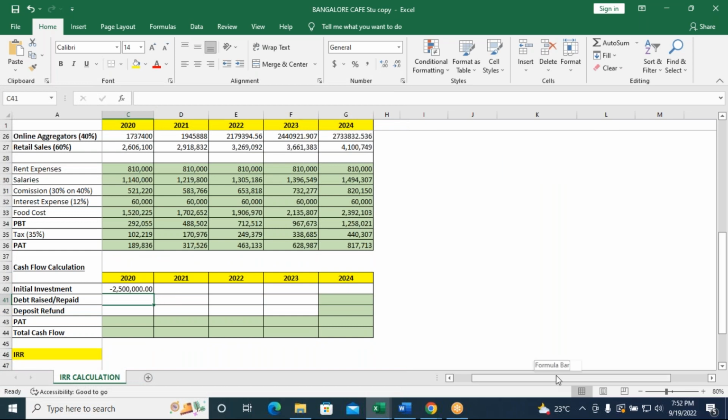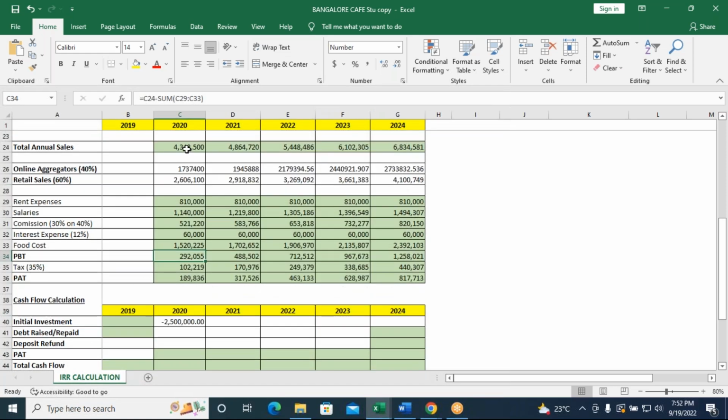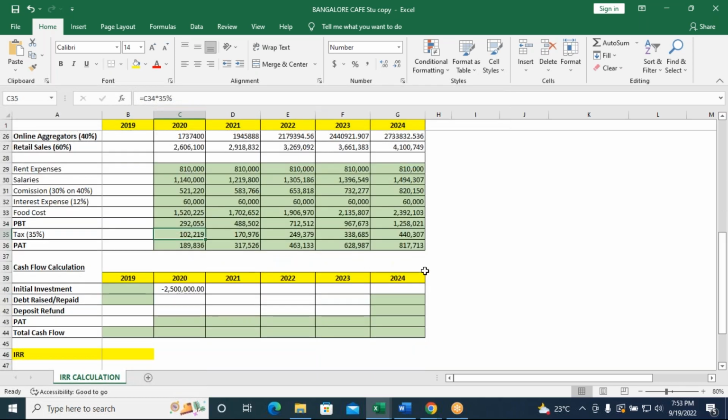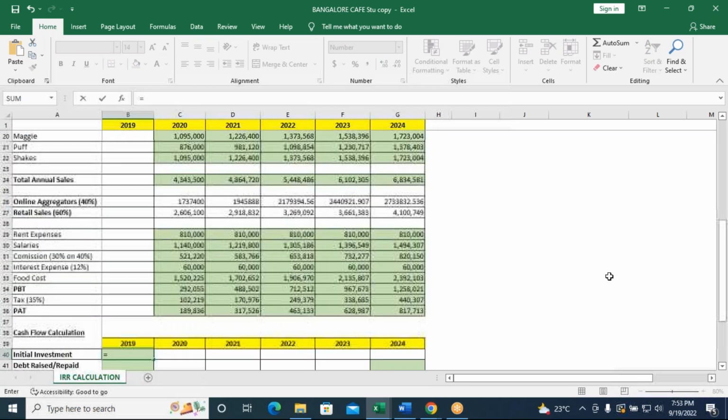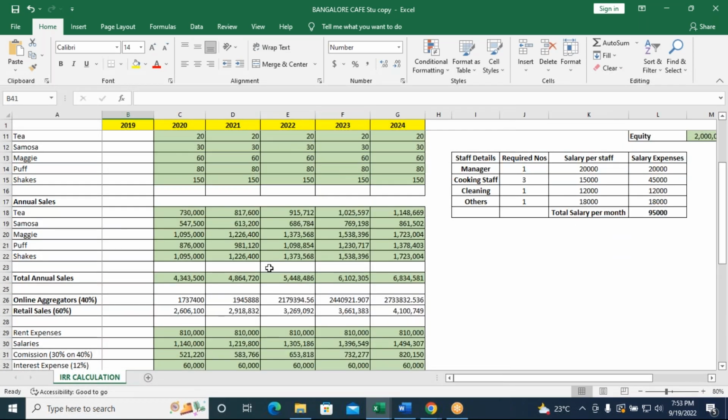Ma'am, how did we get PBT and PAT? PBT is, see here. Whatever the sales that has happened, total annual sales minus the expenses. I'll put it once again and show: is equal to total annual sales minus sum of the expenses. Close the bracket, enter. So initial investment is equal to 25 lakh. That will be in minus.